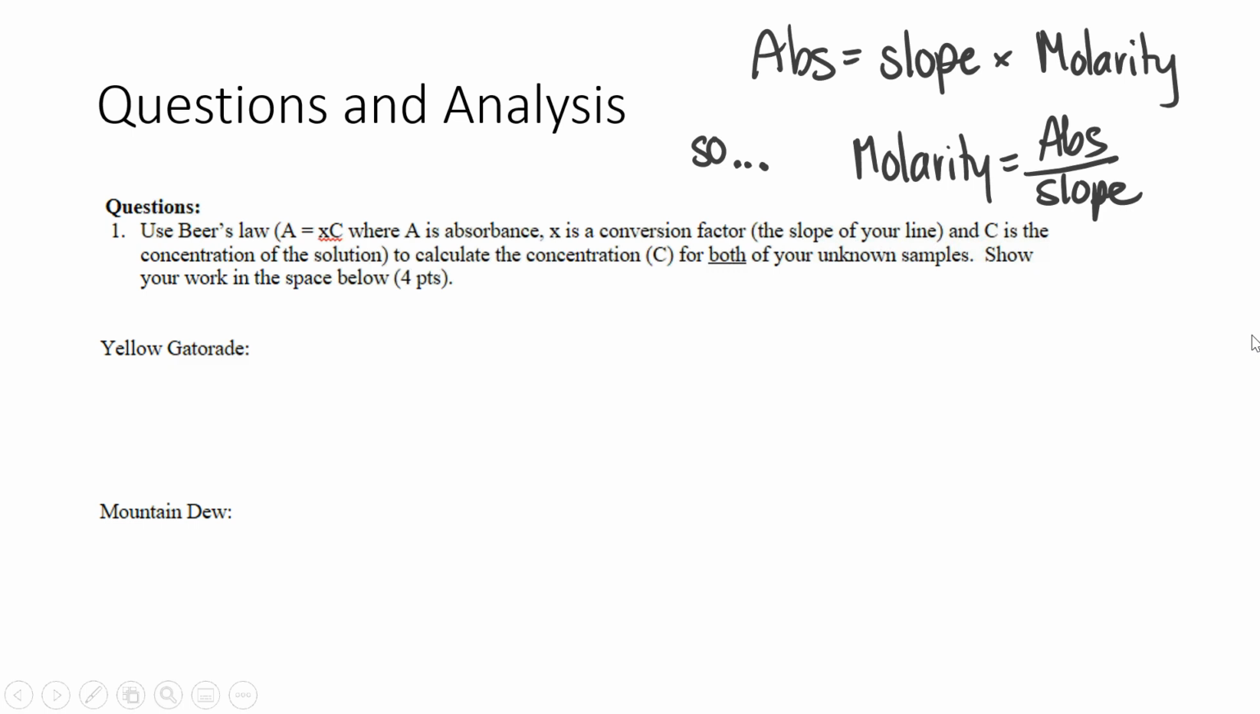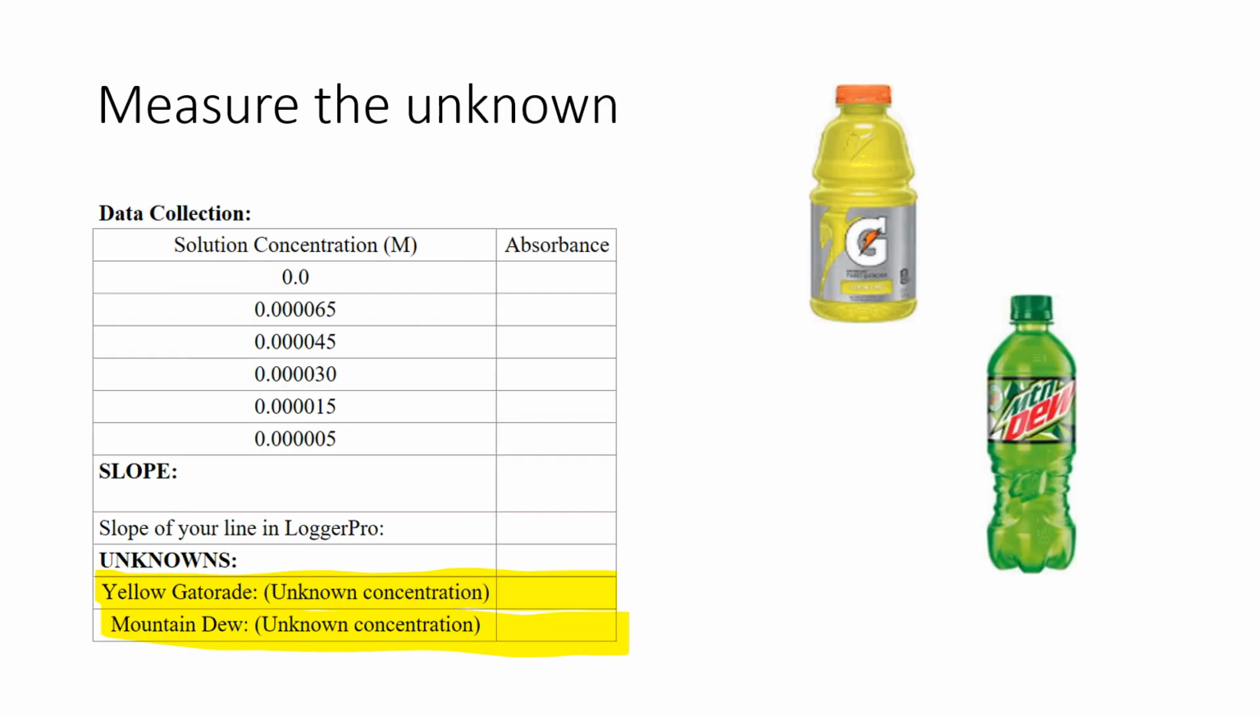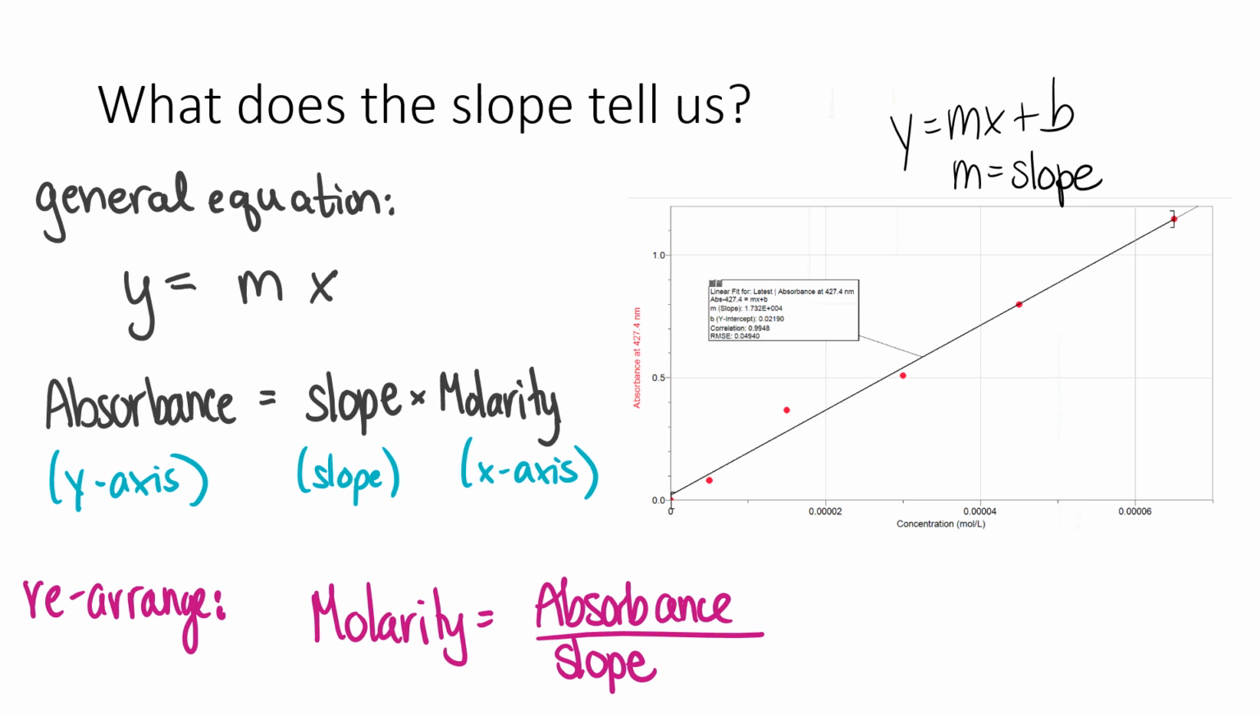So let's say you come and you measure the absorbance of yellow Gatorade, and you get that the absorbance of yellow Gatorade is 0.32. I'm not saying this is what it actually was. I'm just putting an imaginary number out there. Okay, the absorbance is 0.32. The slope is whatever you found on your graph. So let's use this slope right here.